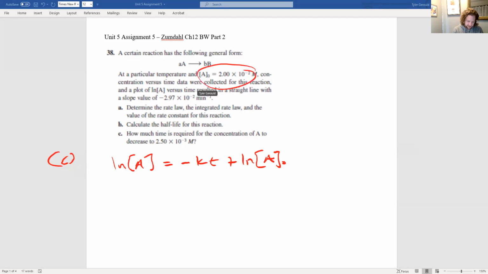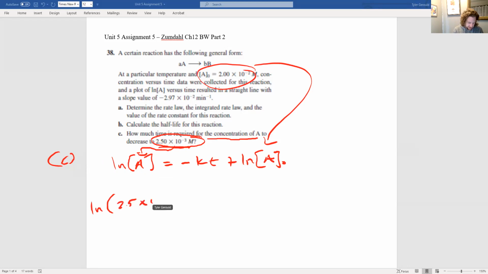So it gives us the initial concentration, so we're going to plug that in there. And how much time is required for the concentration of A to decrease to this value? So the concentration at some point in time, this concentration value goes in there. So natural log of 2.5 times 10 to the negative 3 equals negative of the slope value, 2.97 times 10 to the negative 2. We have our variable which we're solving for, which is t.